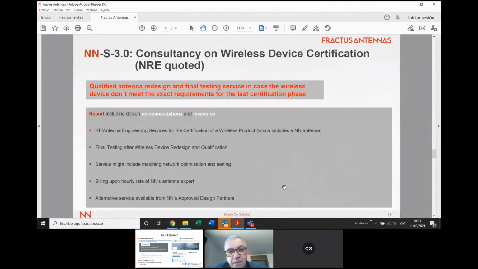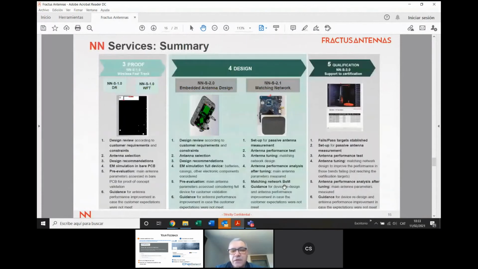Okay. This is the explanation of the different services. I make a summary here where you can see what the different services are and what information you get in each particular service. I just reviewed the first one, which is the wireless fast track. You submit it on our website, and we just need to know the PCB dimensions and the frequencies of interest. Then we will make a design review.